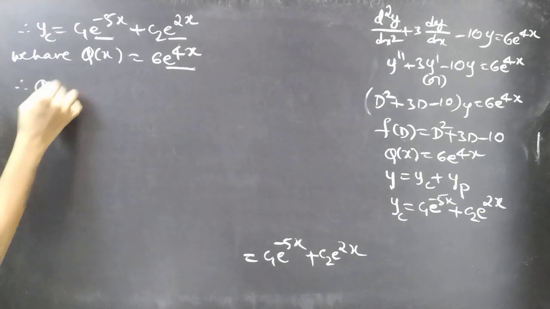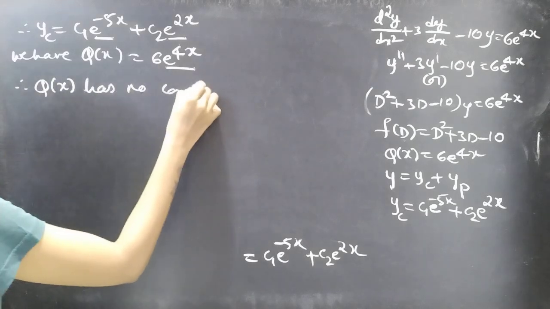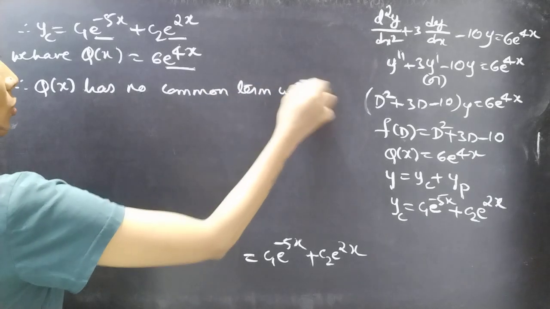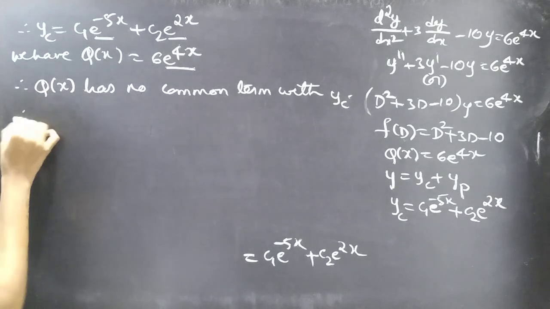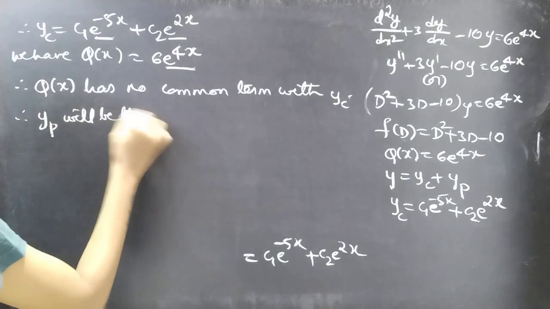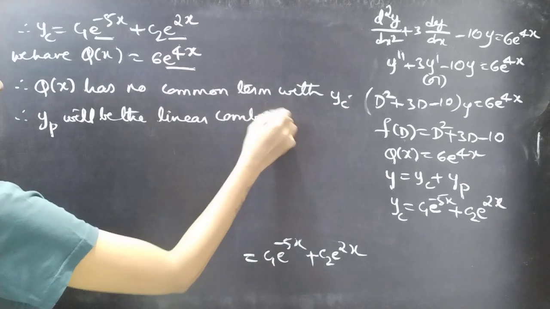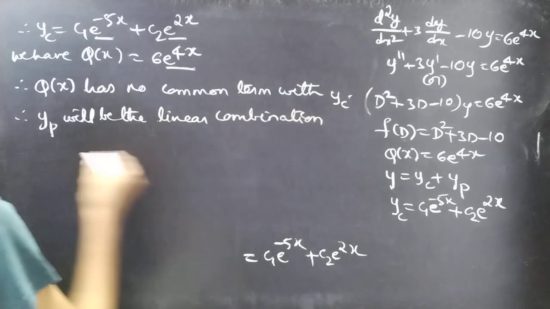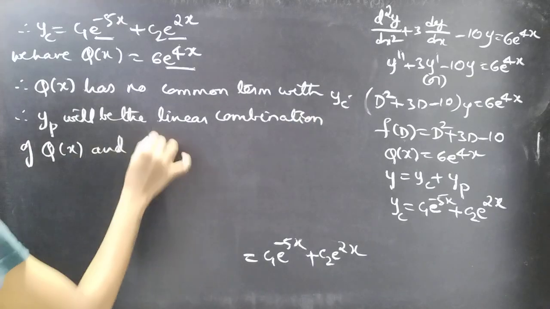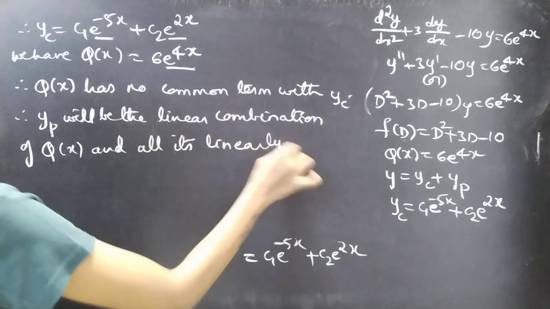Therefore, from this we can say that q of x has no common term with yc. Therefore, yp will be the linear combination of q of x and all its linearly independent derivatives.